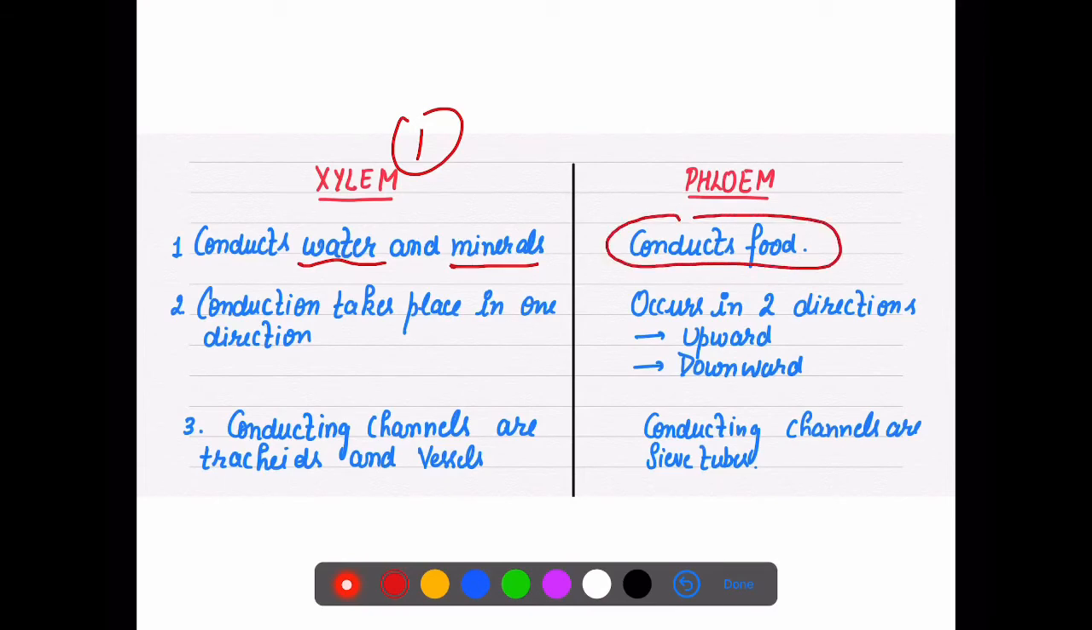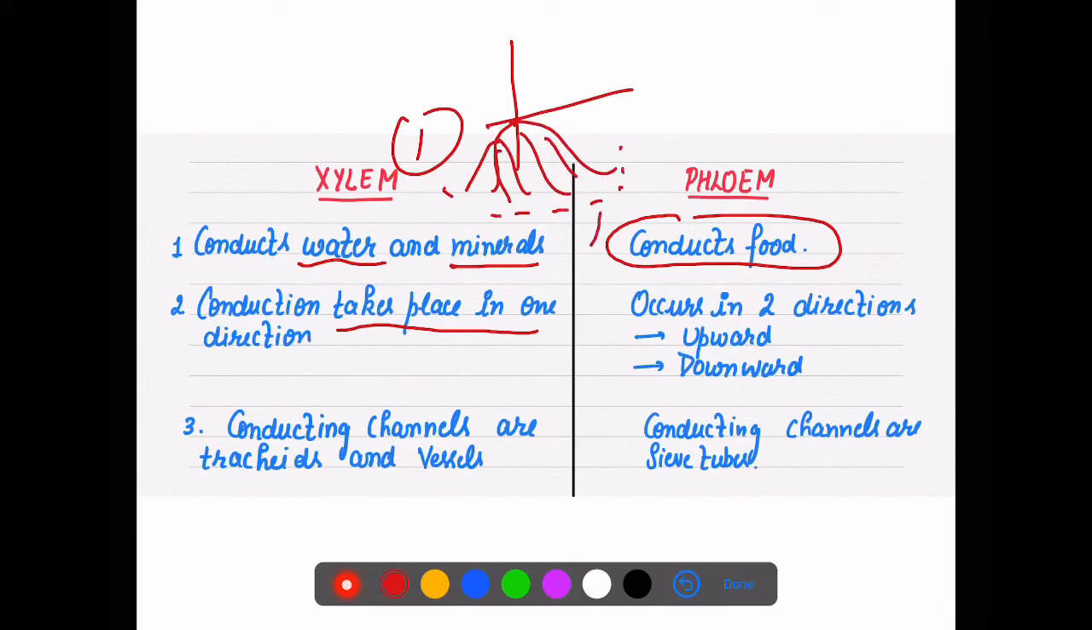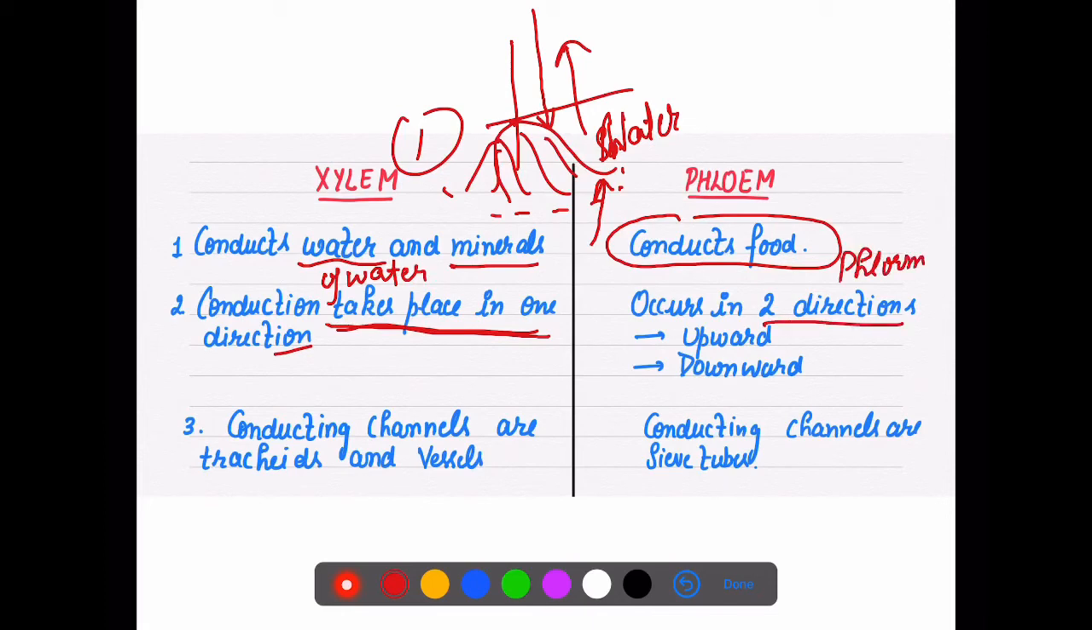This function is very much clear to you now. If we draw a diagram, there are roots, and here is the soil. From the soil, roots absorb water, and this water moves up in only one direction. Have you ever seen water coming from the upward direction? No. So conduction of water takes place only in one direction, but in case of phloem, the conduction of food is in two directions.